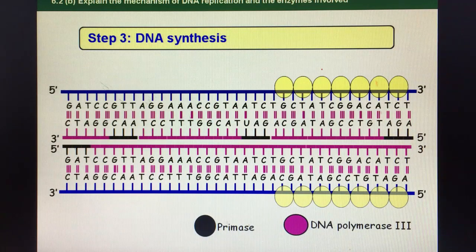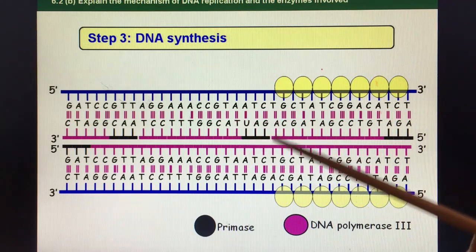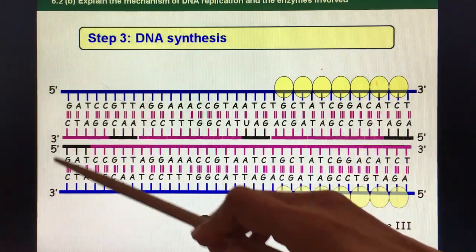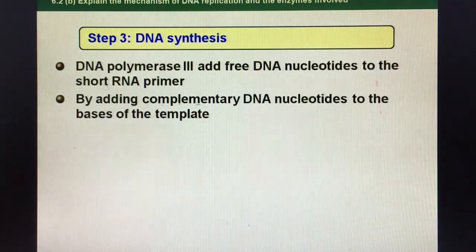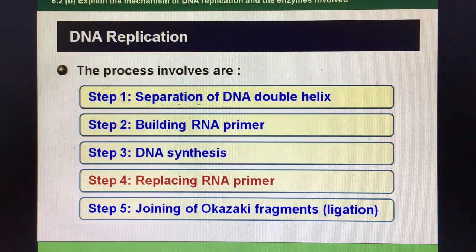So now you still do not have a fully DNA double strand, because you still have the RNA nucleotides over here, which must be replaced with DNA nucleotides. Okay, so the function of DNA polymerase 3 is to add free DNA nucleotides to the short RNA primer by adding complementary DNA nucleotides to the bases of the template.